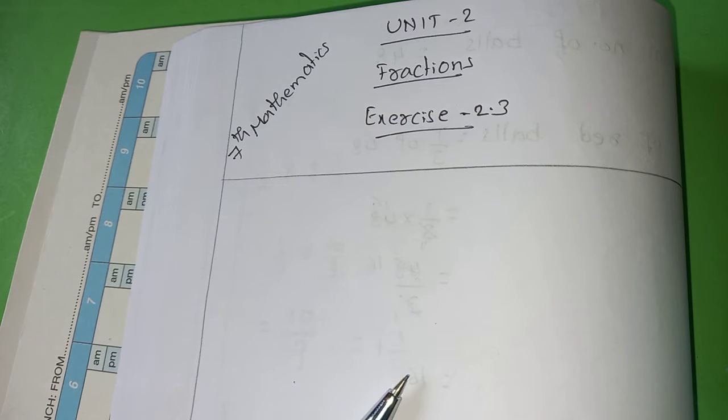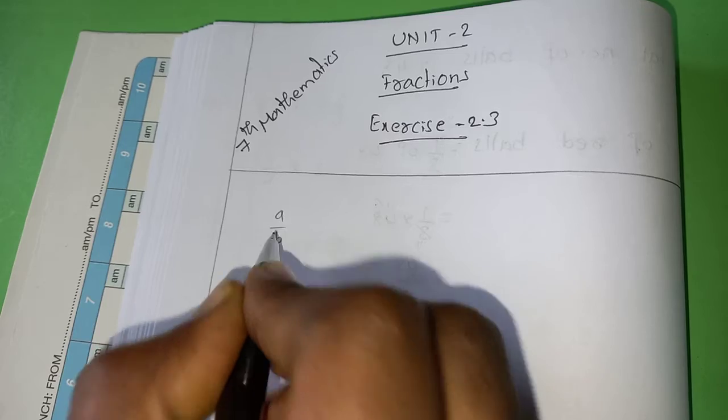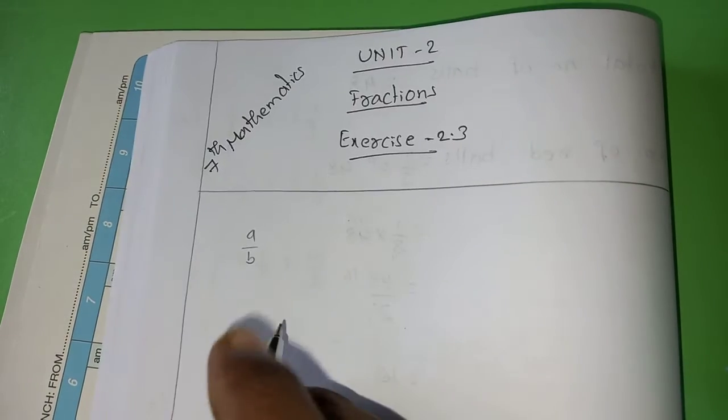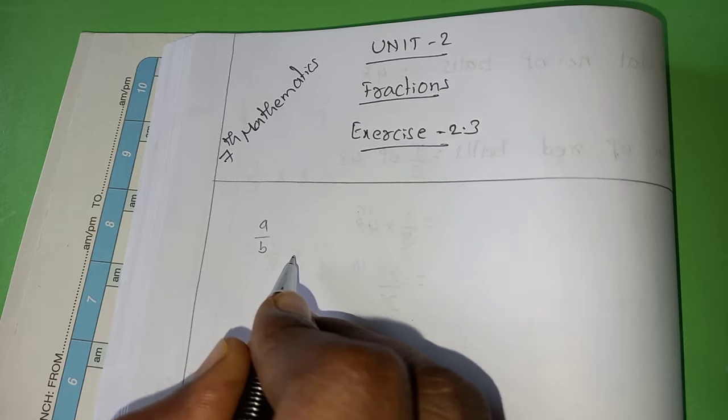Hi students, now we are watching 7th class mathematics, second unit, fractions, exercise 2.3. Before entering into this exercise, just recall the previous exercise. In the previous exercise, we have learned what is a fraction. A number which is in the form of a by b is called a fraction. And I already explained what is a proper fraction and what is an improper fraction.